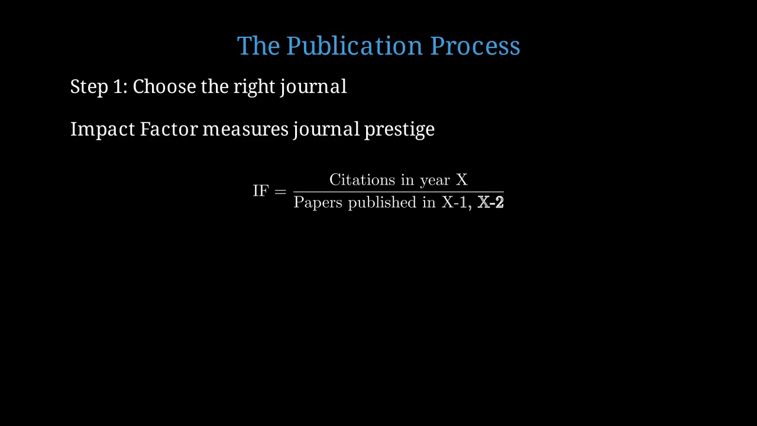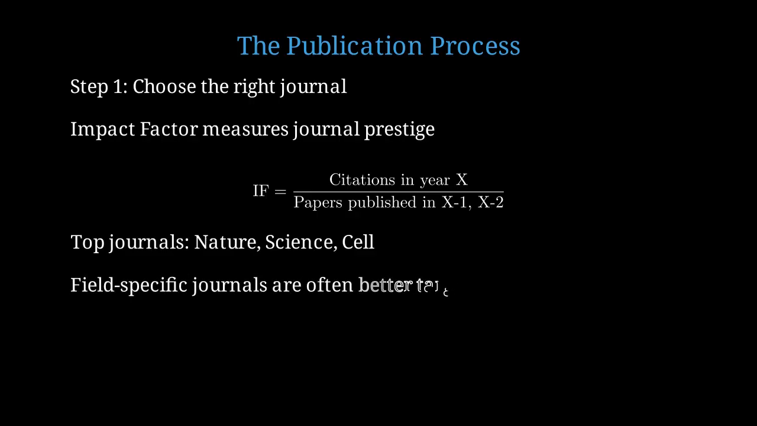Impact factor equals citations in a given year divided by papers published in the previous 2 years. Top journals like Nature, Science, and Cell have impact factors above 40, but they're extremely competitive. For most researchers, strong field-specific journals are better targets. They're still prestigious, but more accessible.